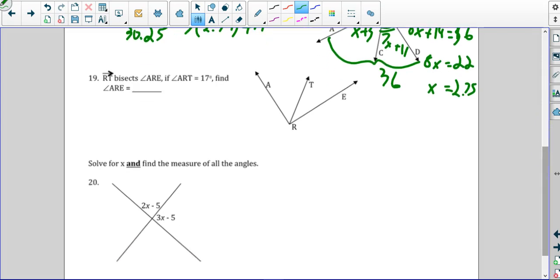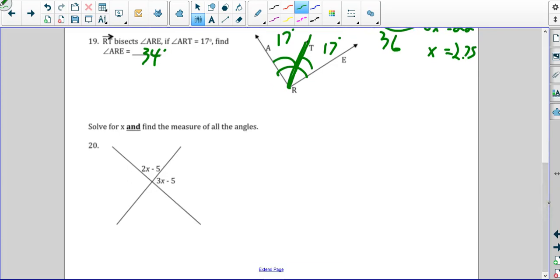Number 19, RT, which is right here, bisects ARE. So it cuts this angle into two equal sections. If ART is 17 degrees, well, that makes this 17 degrees, which makes the whole thing 34 degrees.